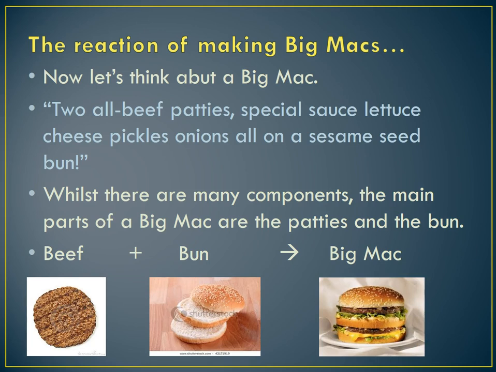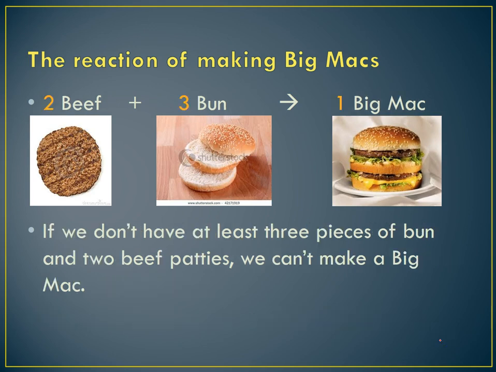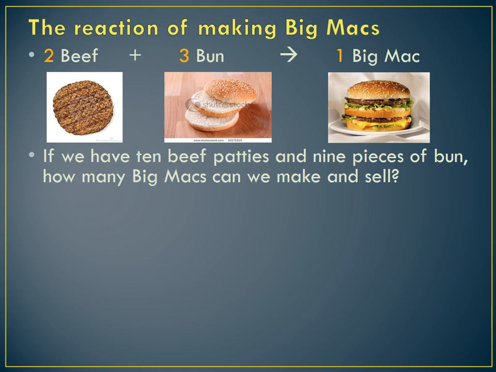Okay, and we've got 1 piece of beef and then the 3 slices of bun. So we know that we need 2 all beef patties and we need 3 pieces of bun to get our Big Mac. So this is changing the coefficients in front of our species in our reaction. Okay, so if we have 10 beef patties and 9 pieces of bun, how many Big Macs can we make?